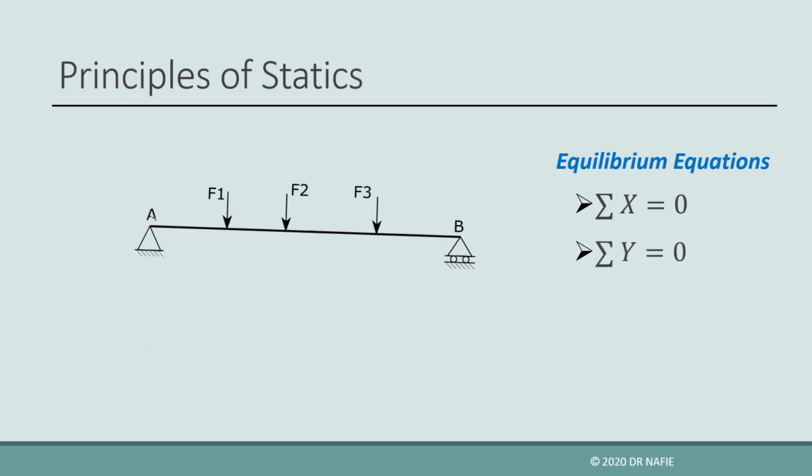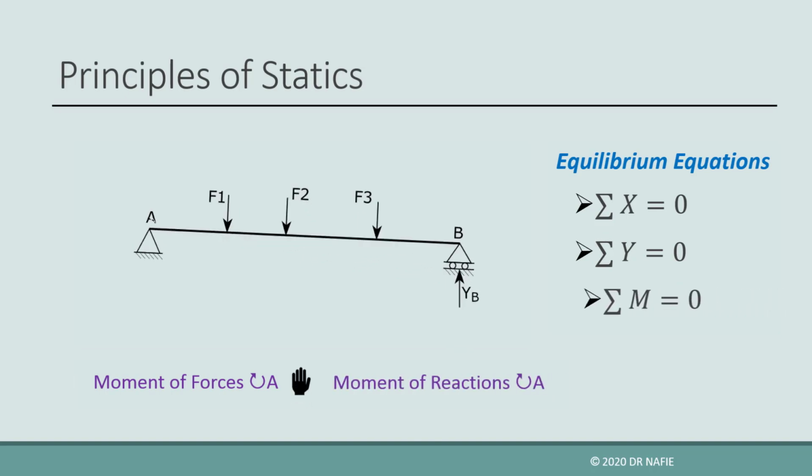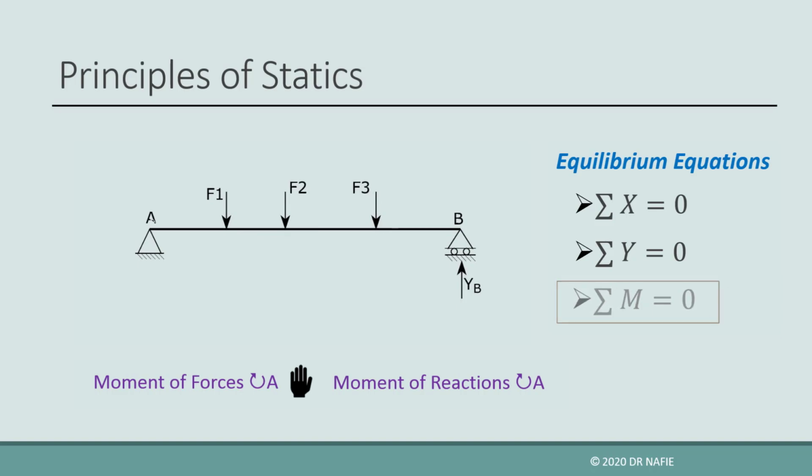Finally, the moment about any point caused by the forces must be resisted by the moment about the same exact point caused by the reactions. Sigma m equals 0.